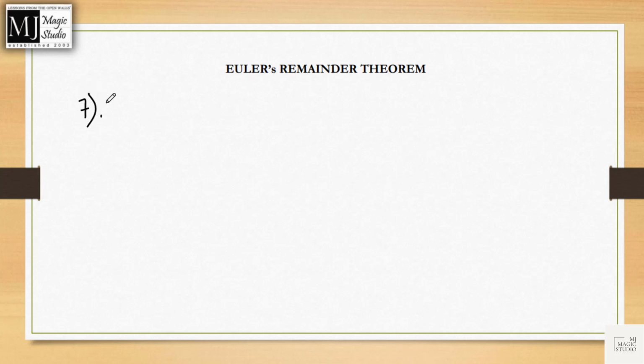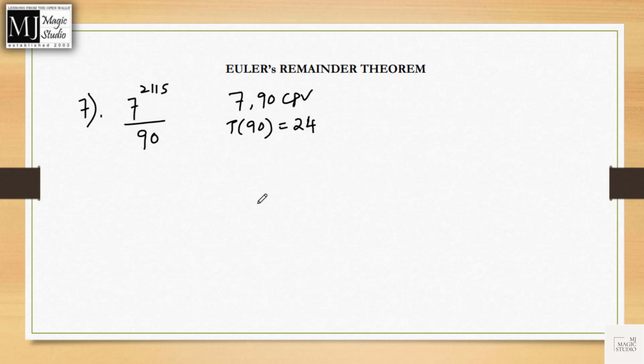Let's do one more, 7th example on this. 7 to the power 2115 is divided by 90. This is on the same lines as we have done earlier. Pause, do it yourself. So the question is on the lines of question number 6. 7 and 90 are co-prime, checked. Totient number of 90 we have calculated, but if this is a new fresh sum in front of us, we need to calculate it, that is 24.